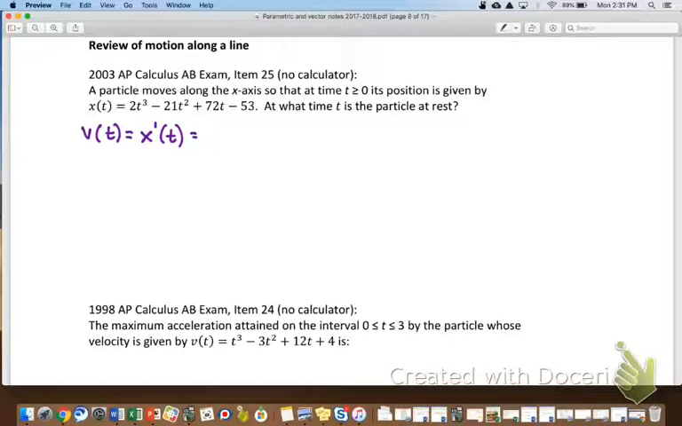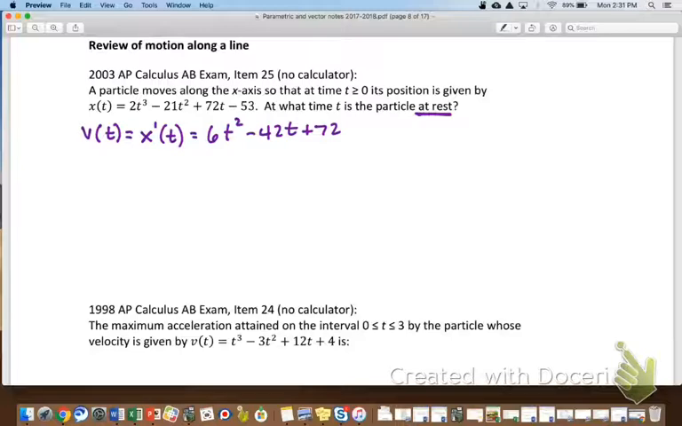So v of t equals x prime. Your derivative here would be 6t squared minus 42t plus 72. And what does the words at rest mean to you? When the derivative equals 0. Hey guys, you should listen. Logan said when velocity is 0.